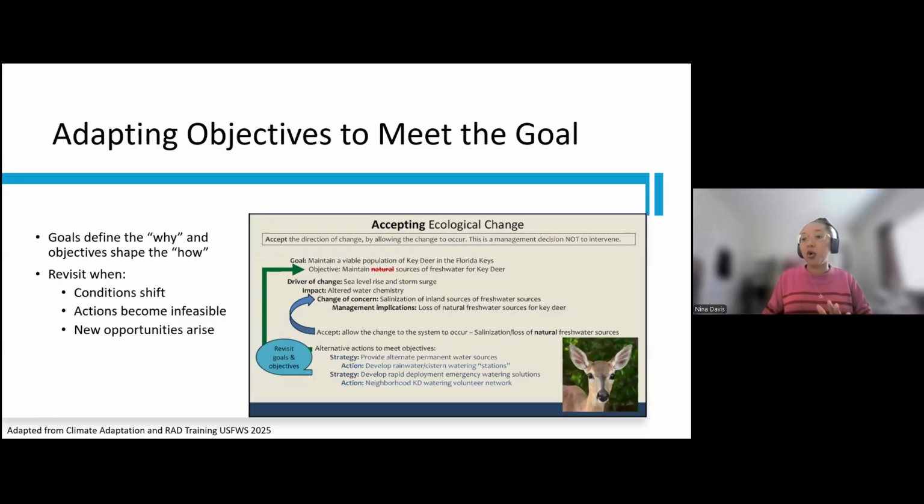So again, the goal, the why, stays the same, but the objectives, those hows, evolve. So regularly revisiting your objectives keeps your management both realistic and responsive. And you should revisit when conditions shift, actions are too difficult and infeasible, or new opportunities arise. Maybe money's come around, and now you have the option to explore resisting and directing a little bit more thoroughly.